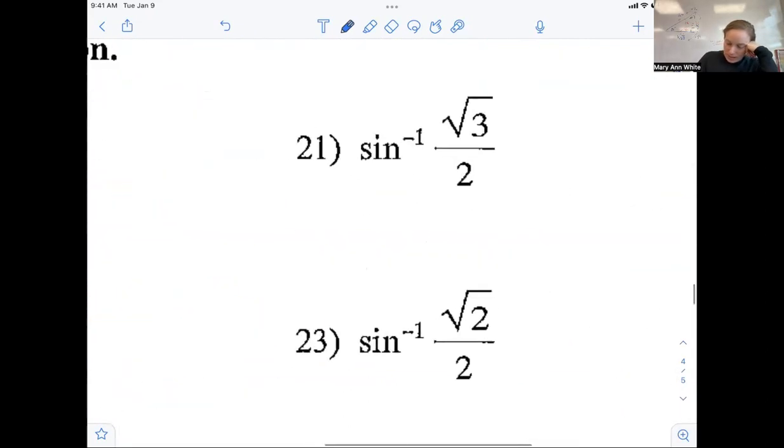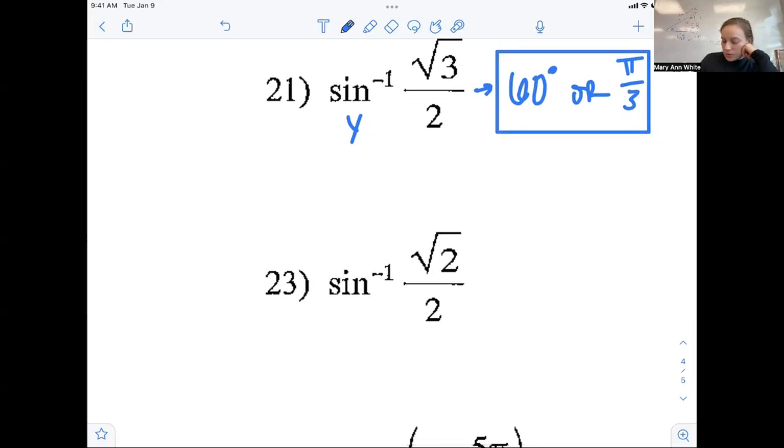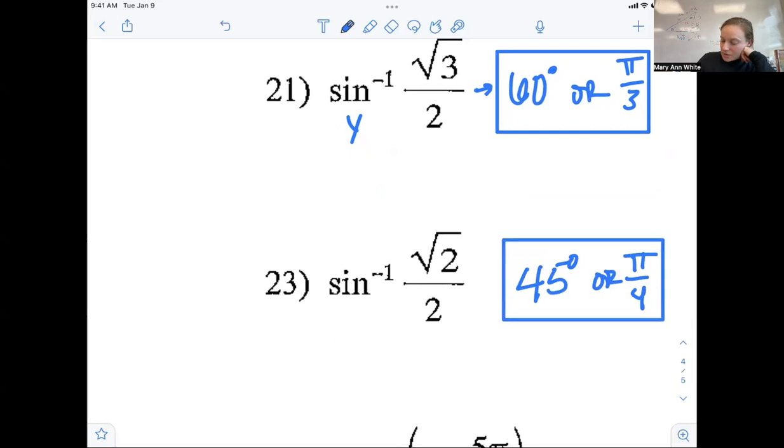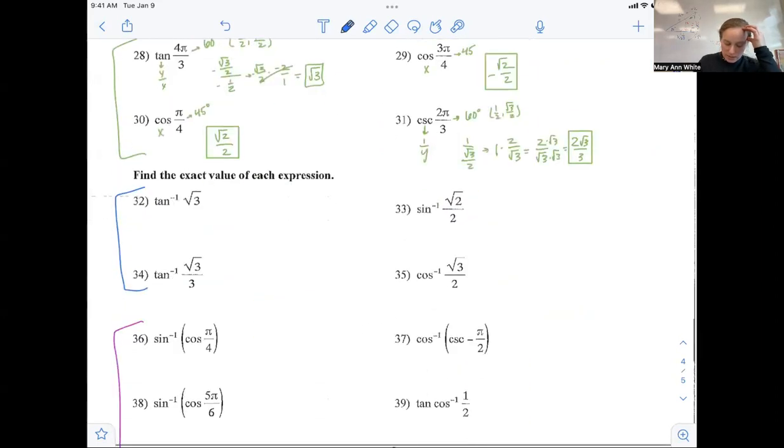All right. Sine, or y, is root 3 over 2. That is a 60-degree angle or pi over 3. And then inverse sine of root 2 over 2. So that's a 45-degree angle or pi over 4. See how by just doing a lot of these, you start seeing patterns, you start recognizing things. So if anything, I would sit and do these.